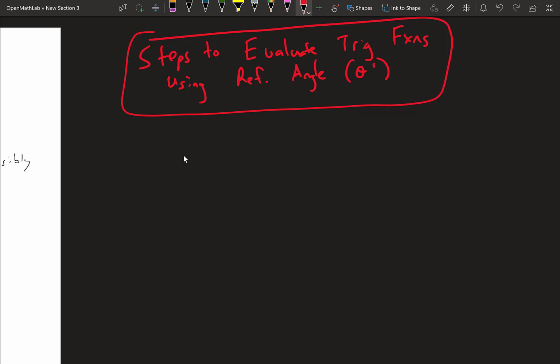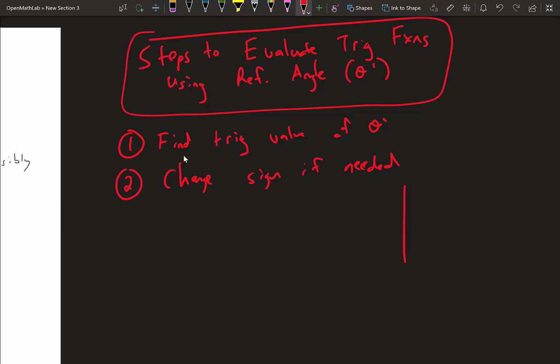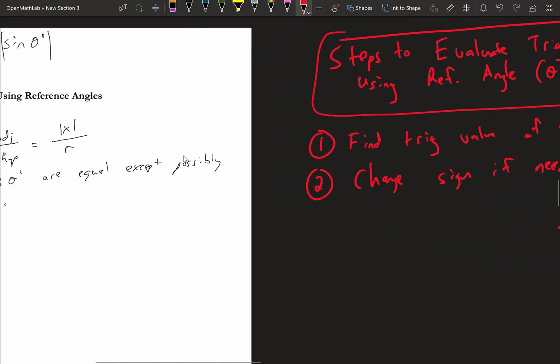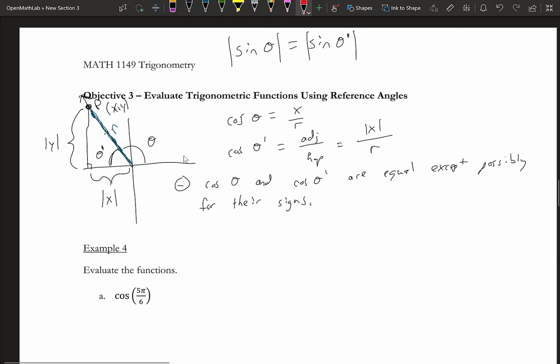So step 1 is to find the trig value of theta prime, the reference angle. And then step 2 is to change the sign if needed. And what we're going to use to do that, remember, is All Students Take Calculus. So we're putting together everything that we've learned in this section.